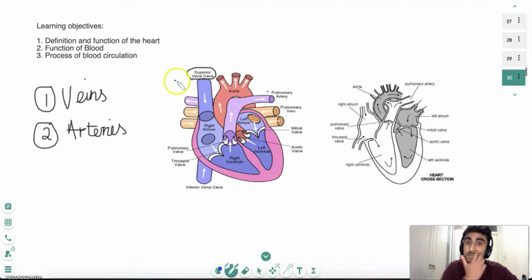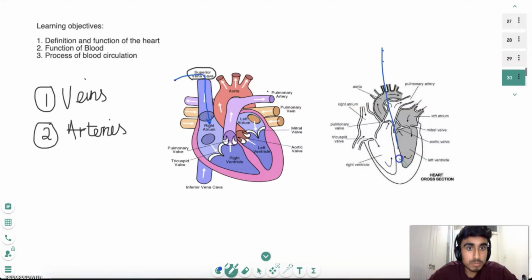So blood from the peripheries goes back into the heart through the superior vena cava, which is a type of vein, and it goes into one of the four main chambers of the heart, and this chamber is called the right atrium. Okay, so another thing that I forgot to mention is that the heart is split up into two sides. So you've got two halves.